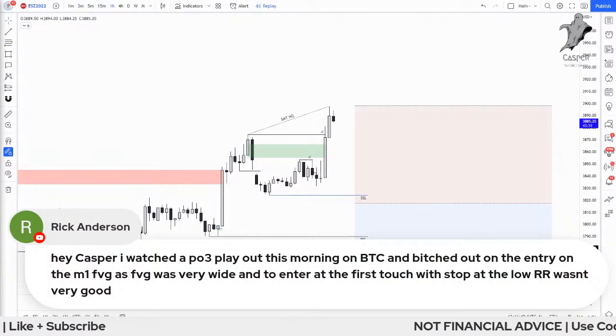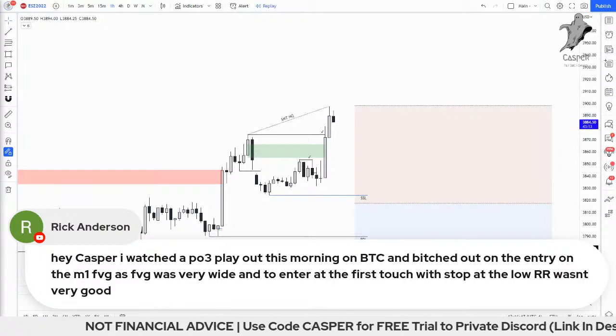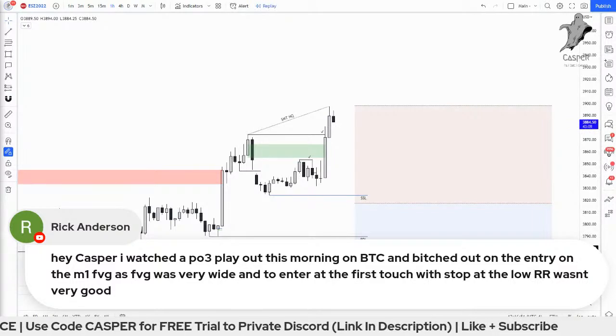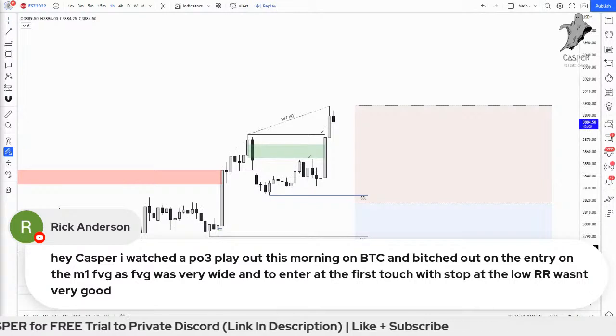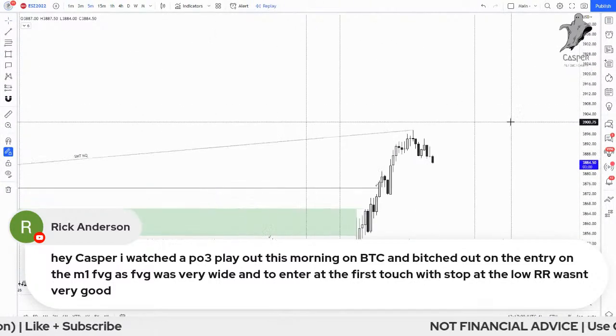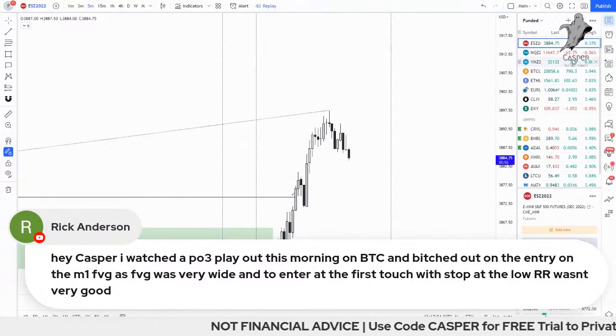Rick said, "Hey Casper, I watched a PO3 play out this morning on Bitcoin and bailed out on the entry on the M1 FVG, as the FVG was very wide and to enter at the first touch with a stop at the low, RR wasn't very good." And that's okay. You're going to have that happen sometimes where price action doesn't really give you what you're looking for, so to speak.